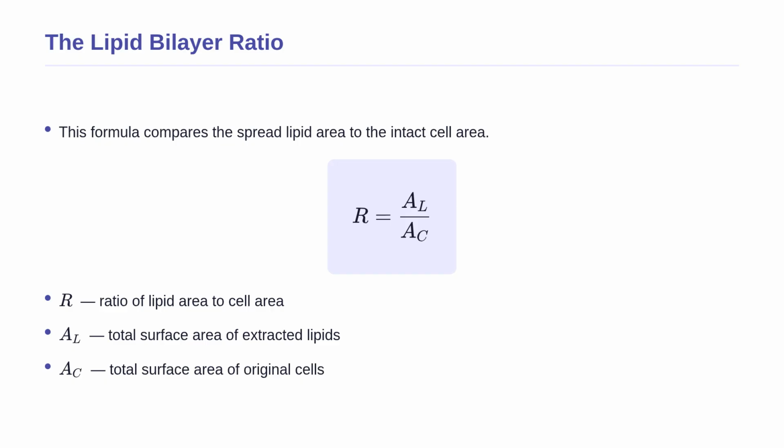A sub L stands for the total surface area that the extracted lipids cover when spread flat on water, measured in square micrometers. A sub C represents the total calculated surface area of the original red blood cells, also measured in square micrometers. If the amount of lipids increases while the cell area stays the same, the ratio R would increase, indicating a thicker or multi-layered membrane.